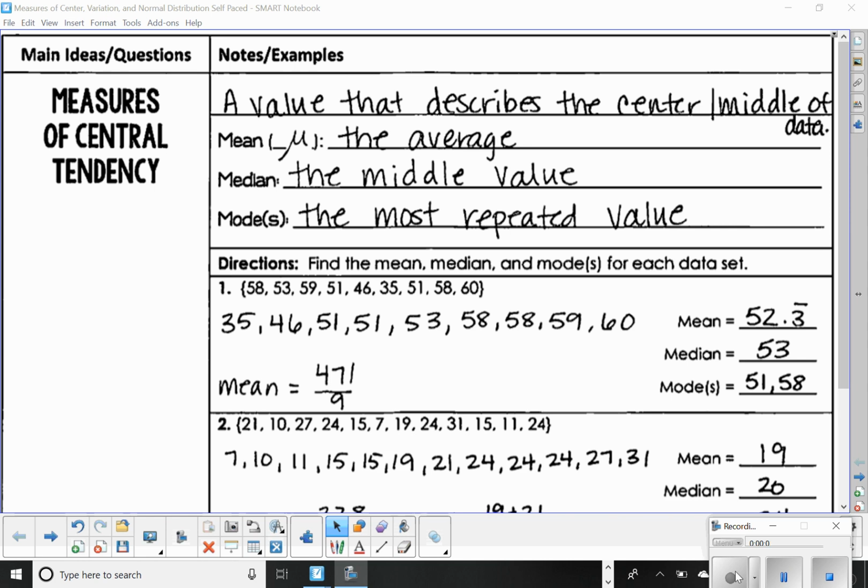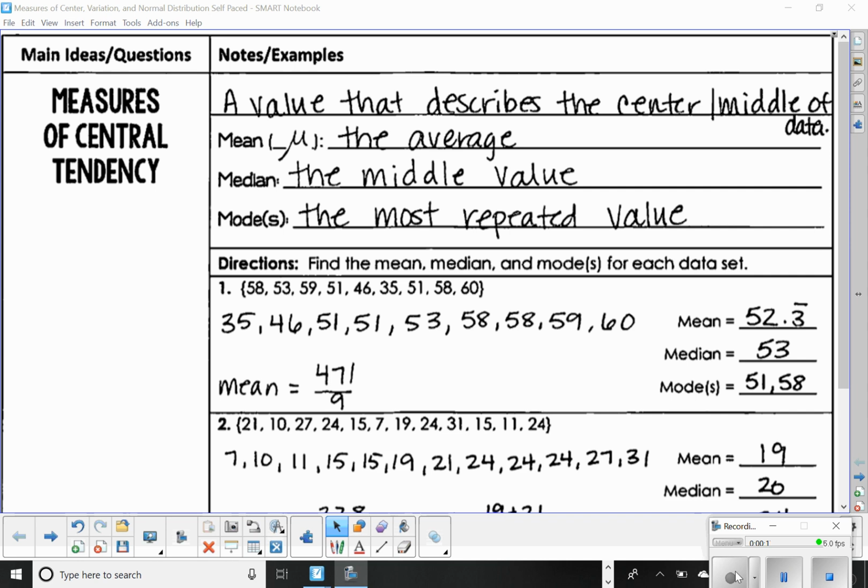Welcome back for the second installment of the Statistics Unit. Here we're going to talk about measures of central tendency and the normal curve. Measures of central tendency are those values that describe the center or middle of a set of data.